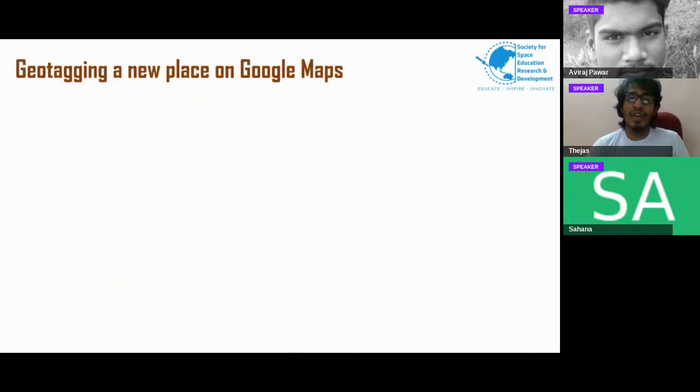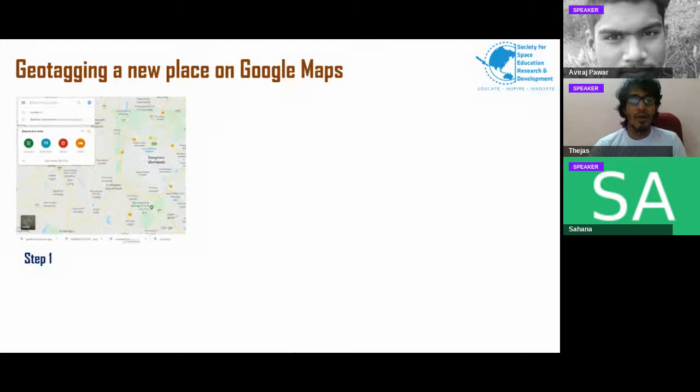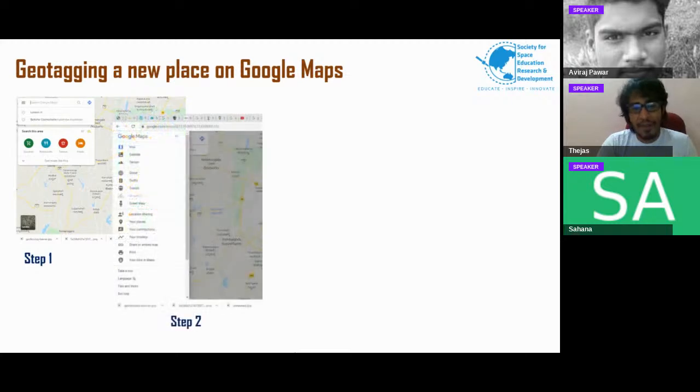And now we come to a point where we're going to demonstrate how to geotag a new place on Google Maps. We have broken it down into 4 simple steps. The first thing is, using your Google account, you have to open Google Maps and log into Google Maps. Second, open the menu tab of Google Maps, which, whether you are using a phone or a web screen monitor, will appear in the top left corner.